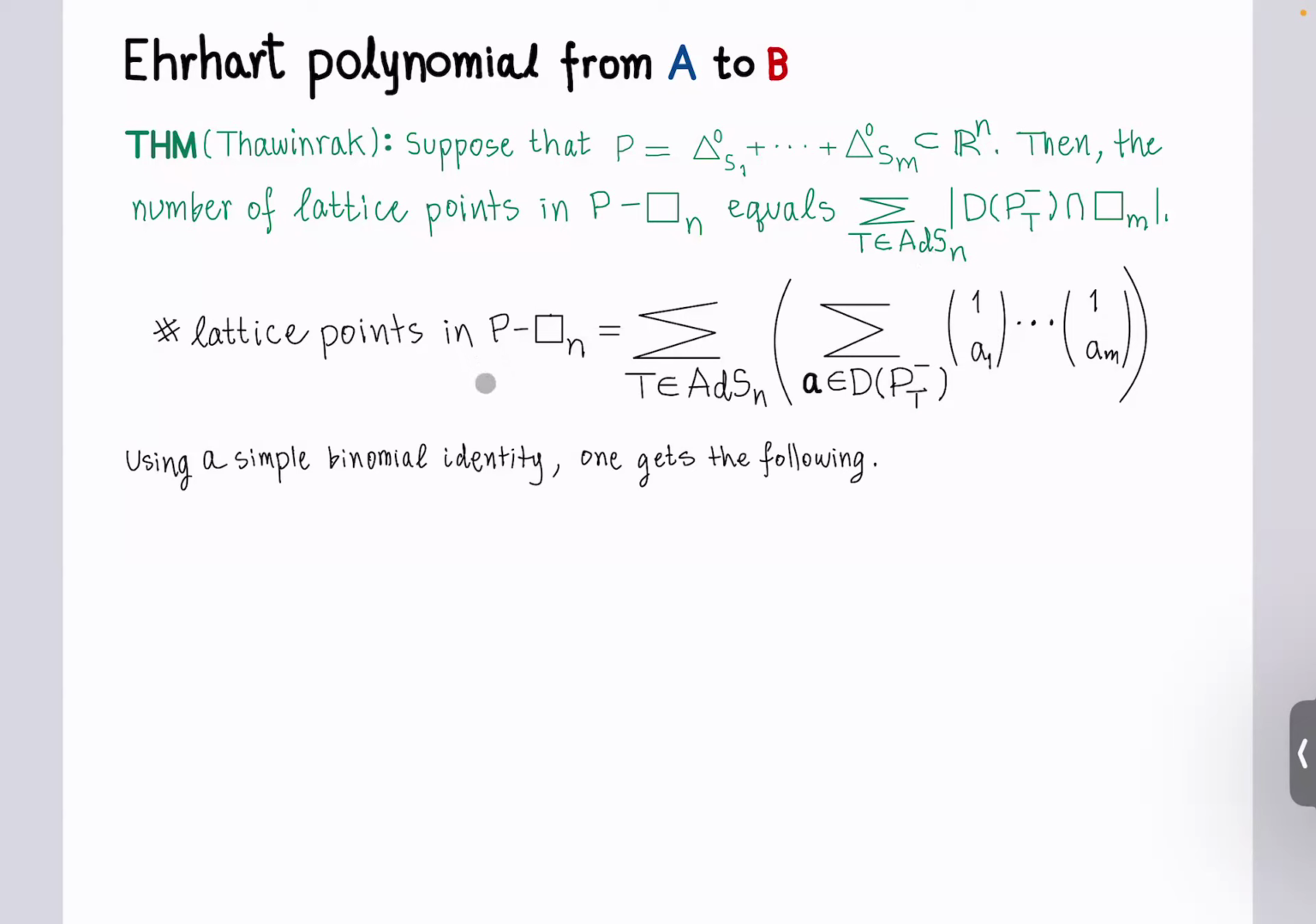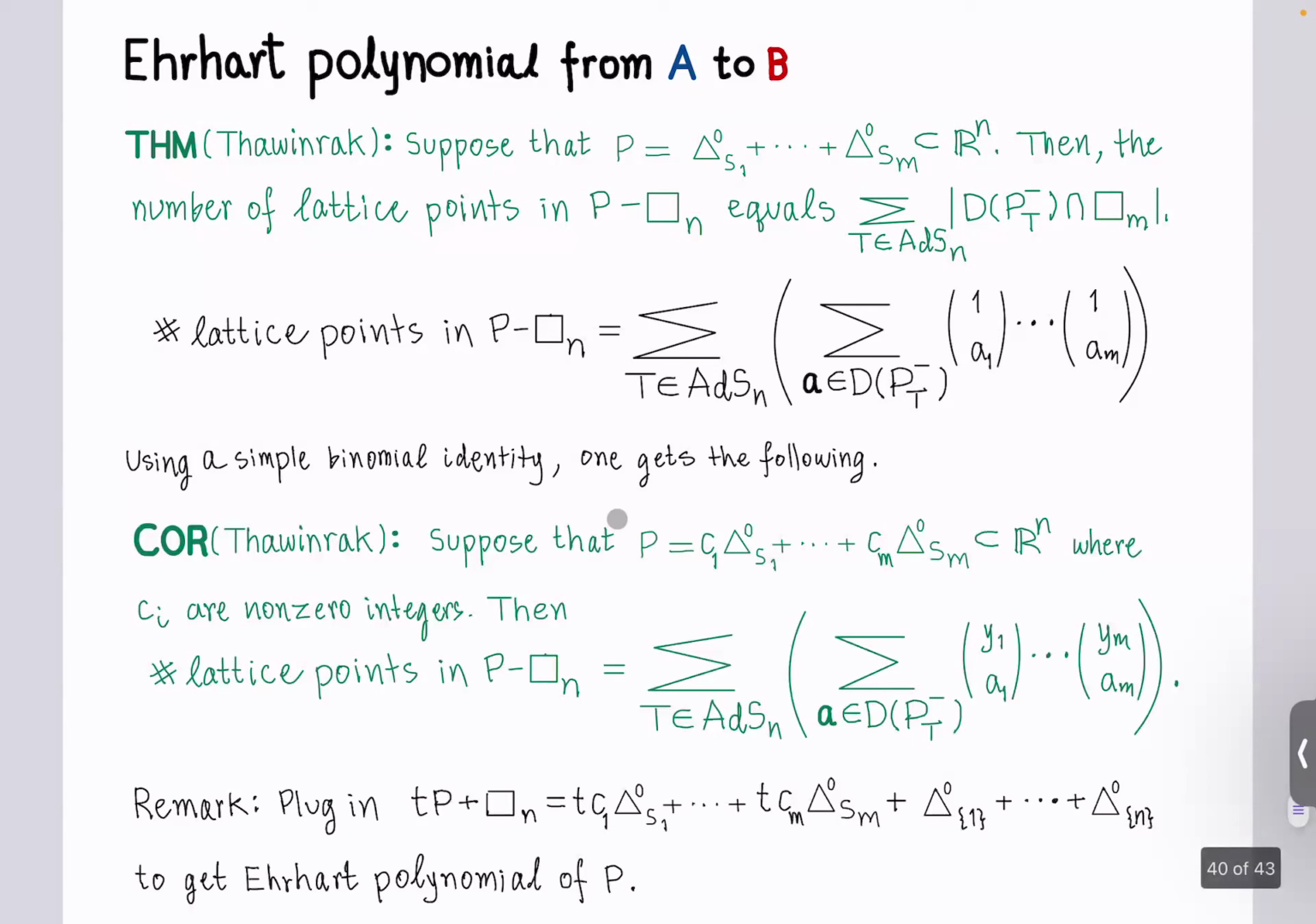And then by this observation and with a simple binomial identity, I get the formula for lattice points in P minus the n cube as this one. So the difference from this formula and this formula is that now you have y1 to ym. Oh, that's a typo. Big typo. It should say C1 to Cm, sorry, because the coefficients are C1 to Cm.